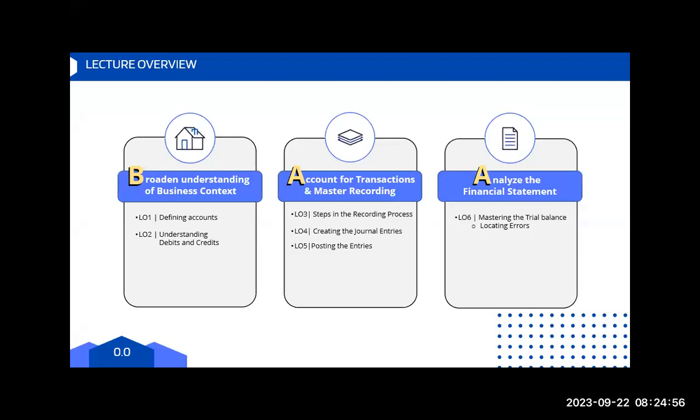So for me, these are key takeaways that you have to understand here. Dapat number 1, you master the normal accounts. Meaning ano ba, kung ano yung normal ng mga different accounts. So that's the debits and their credits.